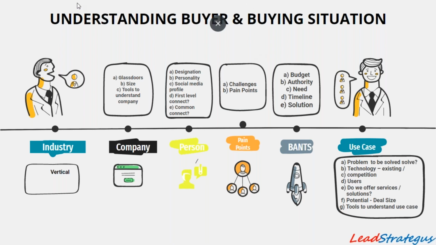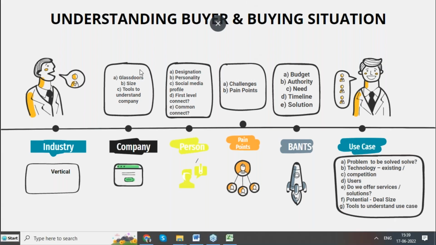If you look at how you find industry information, there are enough industry analysis reports. If you go to Money Control or ET Now or ICICI Direct, you have enough industry information and enough company information, particularly if you're selling to large companies.